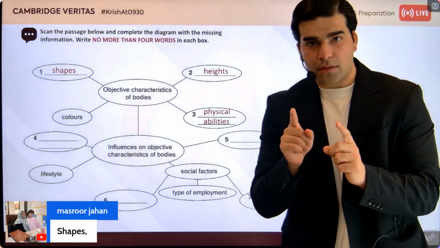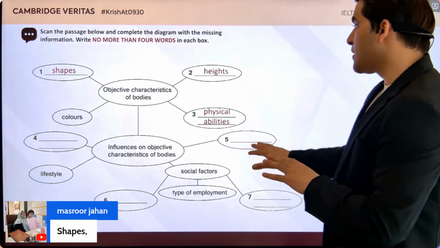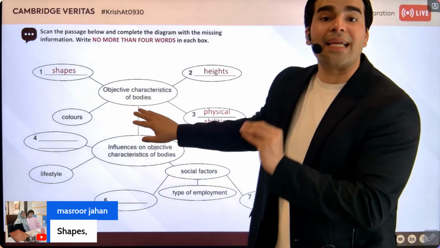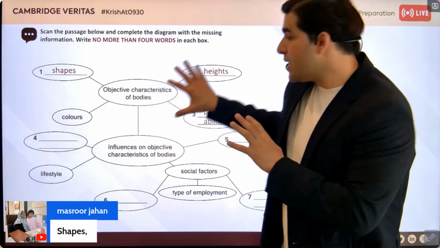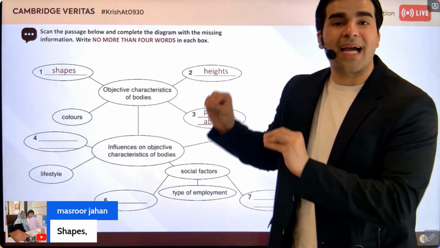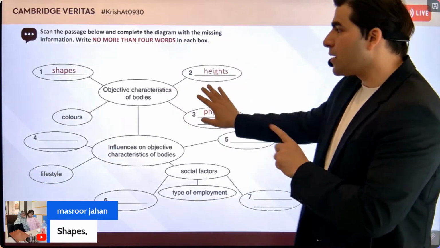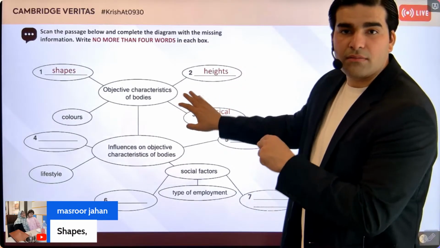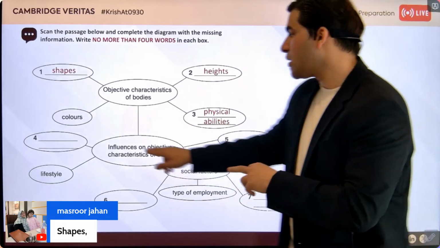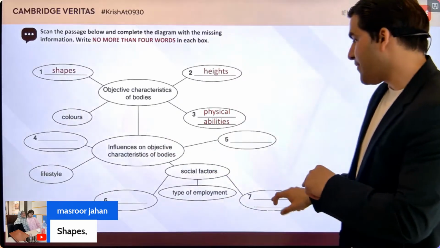Now let's attempt the second one. So this is called diagram completion question. These types of questions are called diagram completion. We just completed the first part, 1, 2, 3 together. Now we're going to be focusing on number 4, 5, 6, 7.